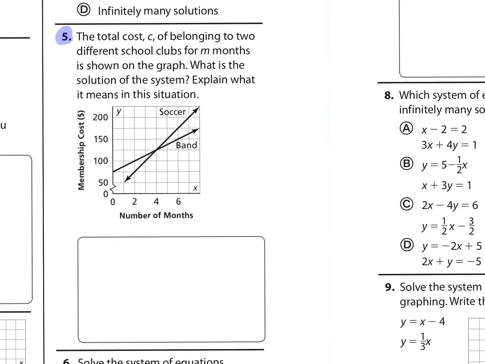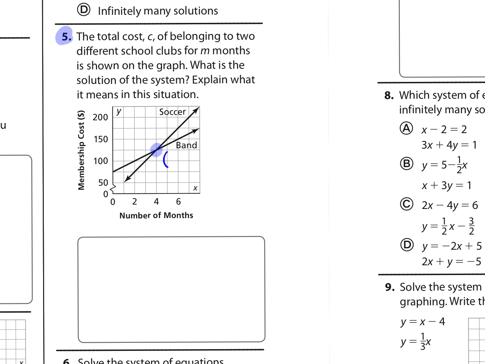Number 5, the total cost C of belonging to 2 different school clubs for M months is shown on the graph. What is the solution of the system? And then explain what it means in this situation. Well, the solution is just the point where the 2 lines cross. So here.